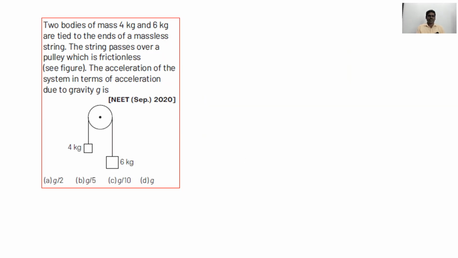Next problem. Two bodies of mass 4 kilogram and 6 kilogram are tied to the ends of a massless string, and this string passes over a frictionless pulley as shown in the figure. Then the acceleration of the system in terms of acceleration due to gravity g is dash. Option A g by 2, option B g by 5, option C g by 10, last option g. Correct option is B, that is g by 5.